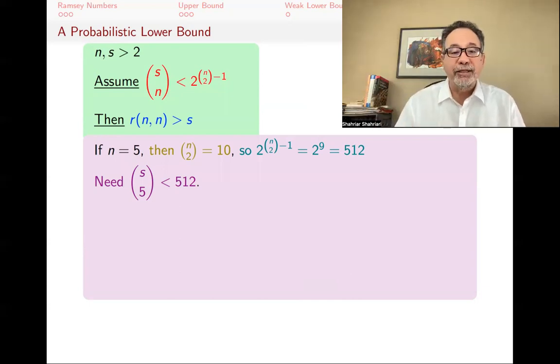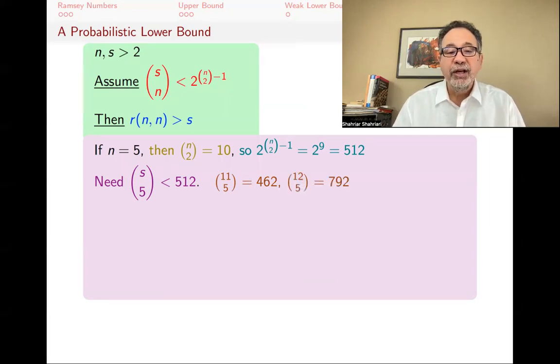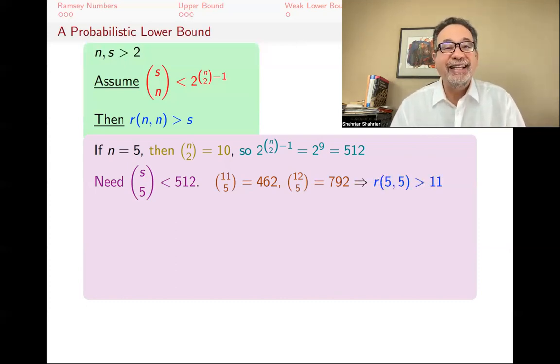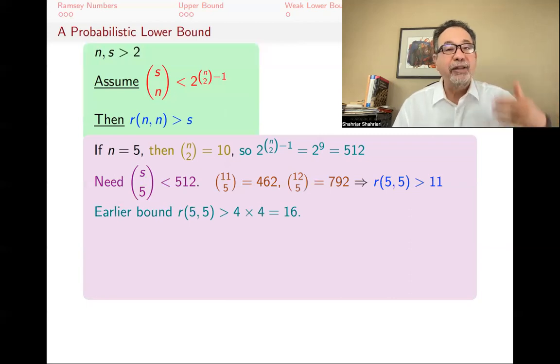You don't like small S's. Now, 11 choose 5 is 462, but 12 choose 5 is 792, which is already bigger than 512. So our result will say that R(5,5) is greater than 11. So this result, that's what it will tell us about R(5,5). Is that any good? No, our earlier bound, the one I kept calling weak, actually in this case was stronger. It gave us (5 minus 1) times (5 minus 1), which is 16. So that did even better.